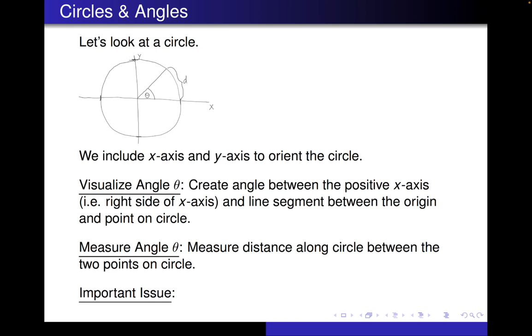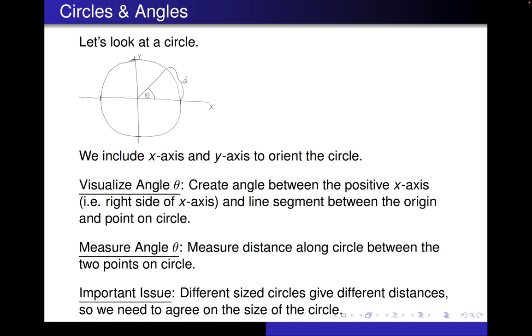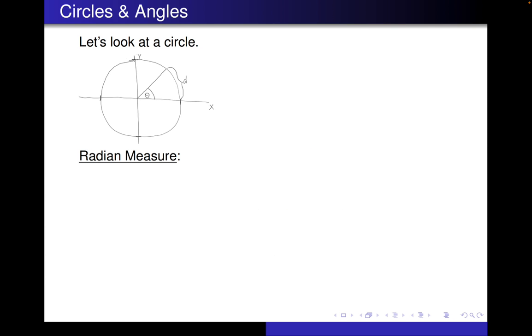Of course, this is kind of ambiguous because an important issue is that different sized circles can give you different distances. So if I tell you a distance without telling you the size of the circle, you're never going to be able to tell what the actual angle is. So we need to agree on the size of the circle. If we were doing this from scratch, we might take votes about what your favorite size of a circle is going to be. But unfortunately for us, the votes have already been taken.